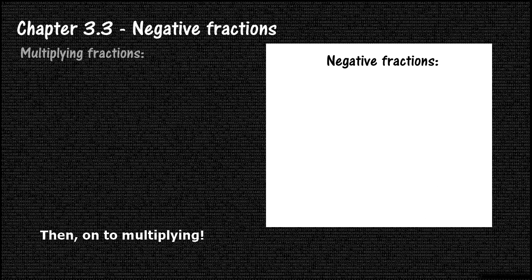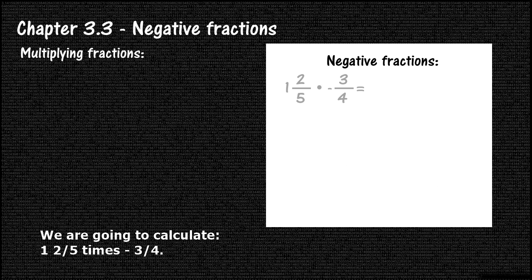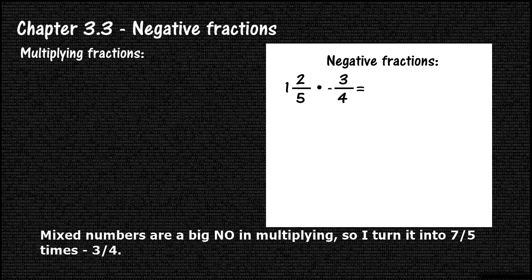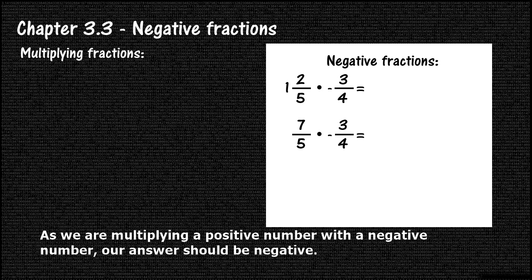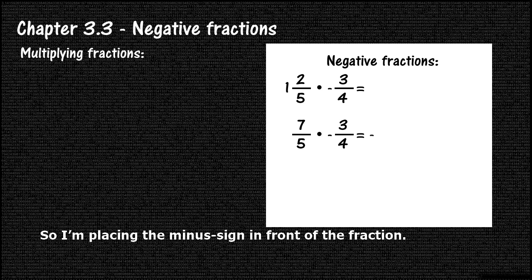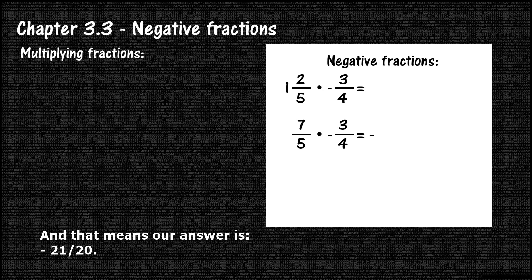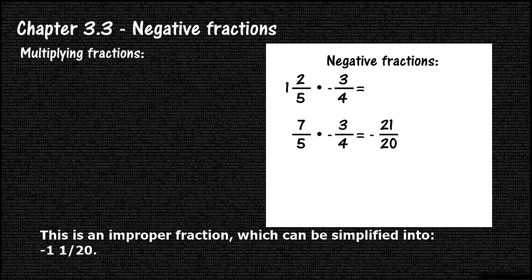Then on to multiplying. We are going to calculate 1 2/5 times minus 3 over 4. Mixed numbers are a big no with multiplying, so I turn it into 7 over 5 times minus 3 over 4. Then we can do numerator times numerator and denominator times denominator. As we are multiplying a positive number with a negative number, our answer should be negative. So I'm placing the minus in front of the fraction. And that means our answer is minus 21 over 20. This is an improper fraction, which can be simplified into minus 1 1/20.